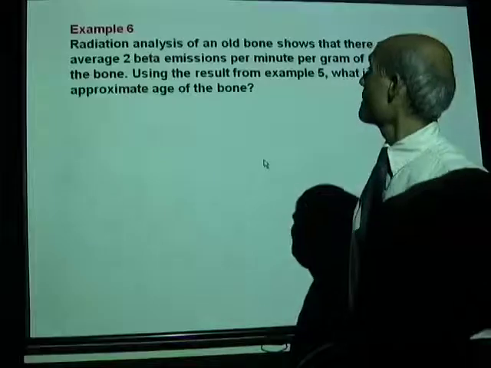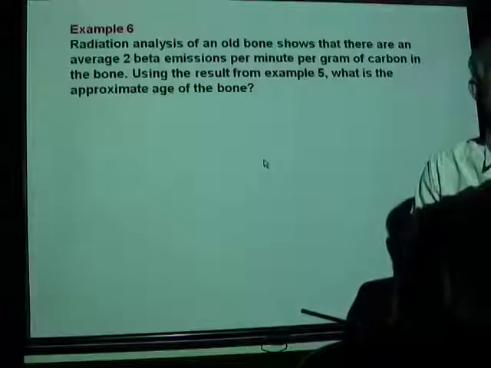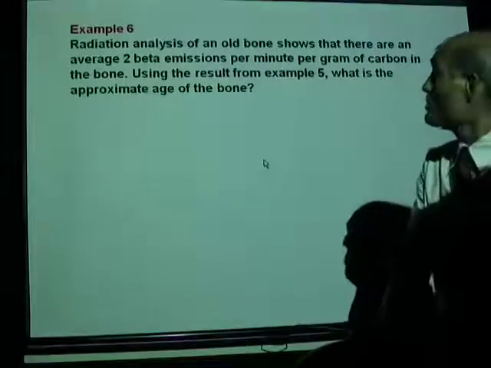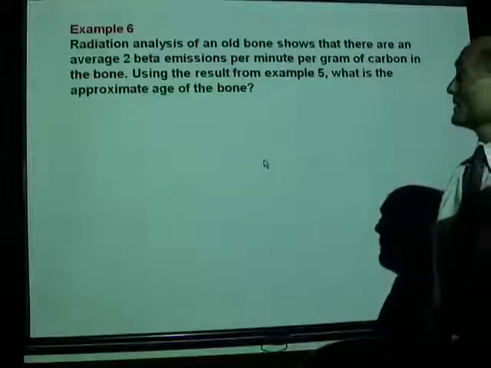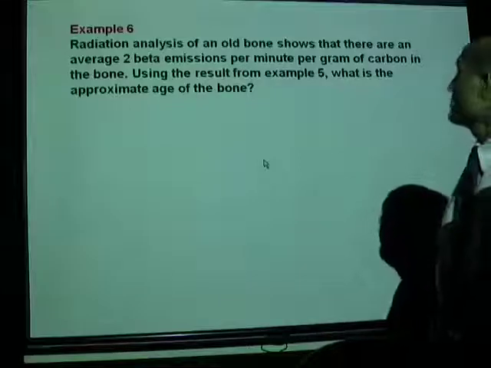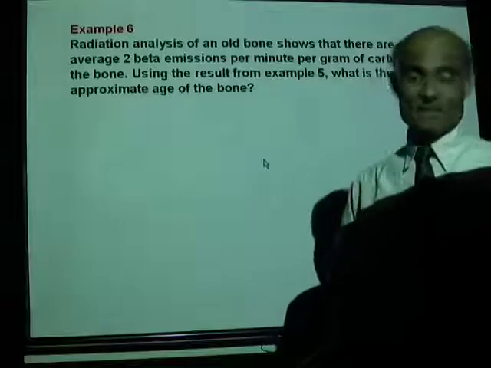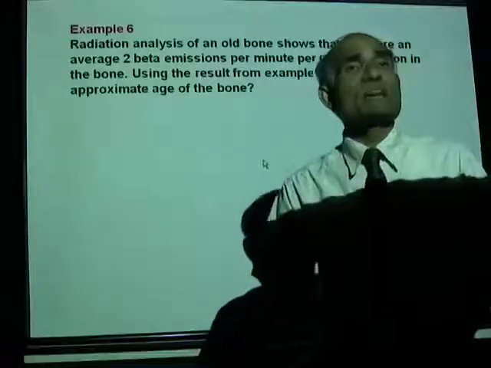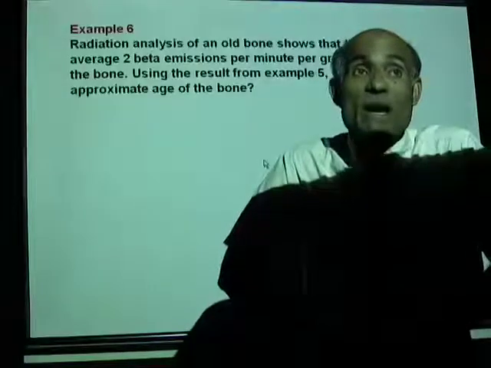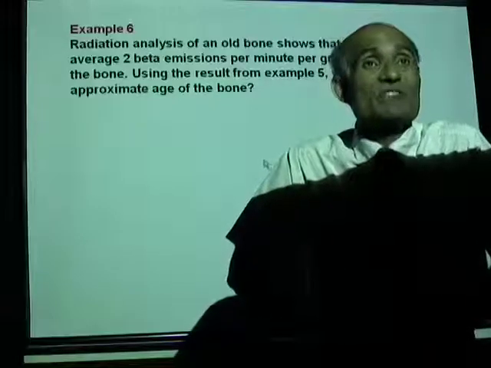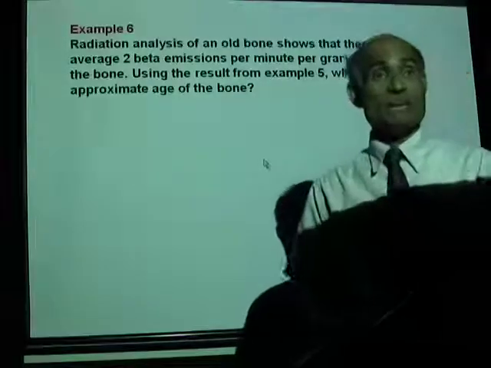Another example. Radiation analysis of an old bone shows that there are an average of 2 beta emissions per minute per gram of carbon in the bone. Using the results from example 5, what is the approximate age of the bone? Well, what is the result we obtained in example 5? The result we obtained is, for every gram of carbon, there are 16 disintegrations per second of the carbon-14. That's what we obtained there.